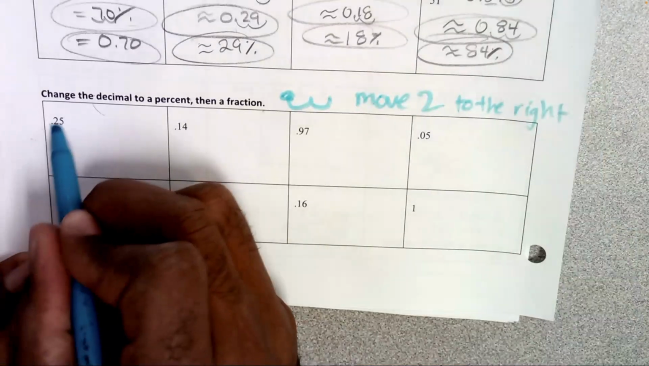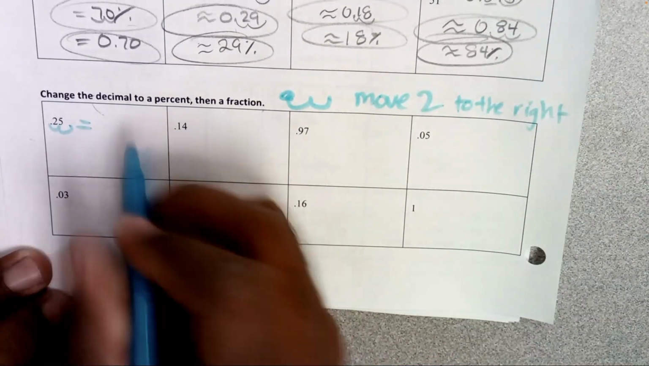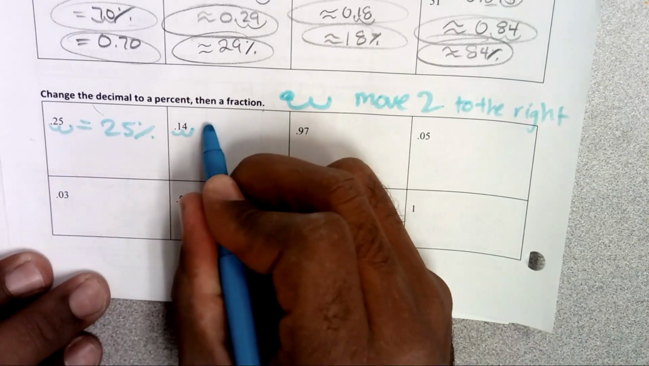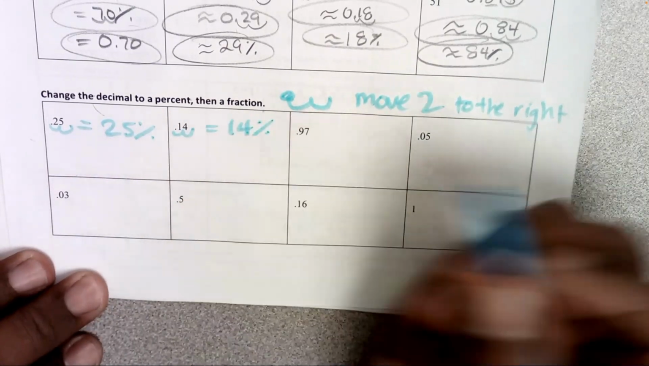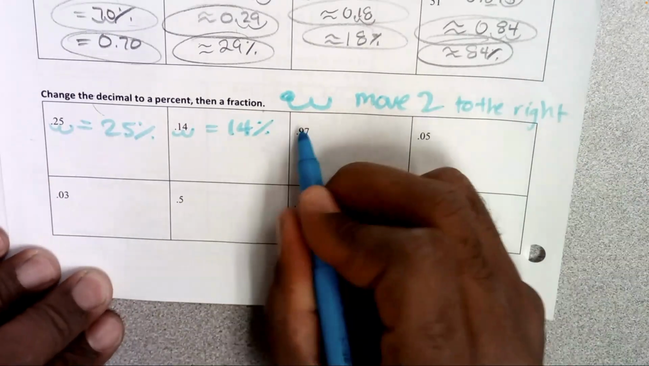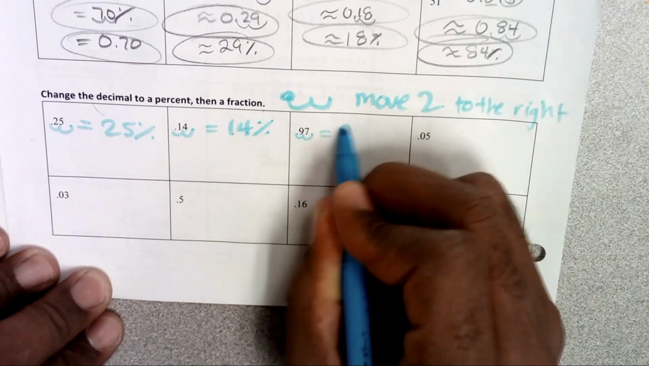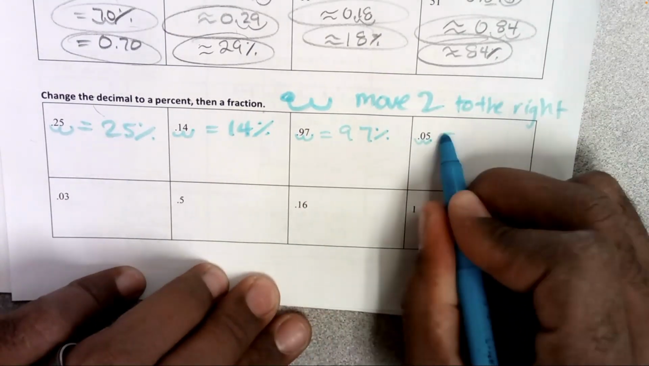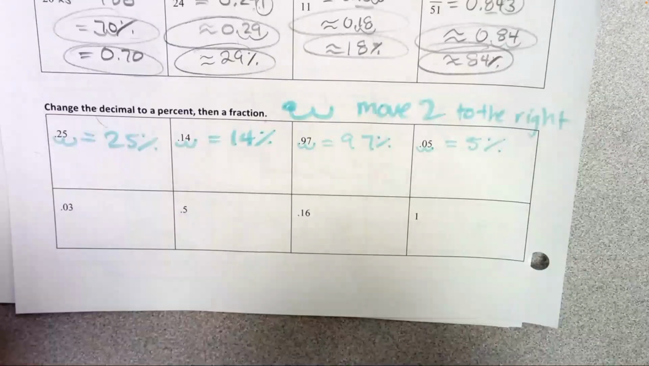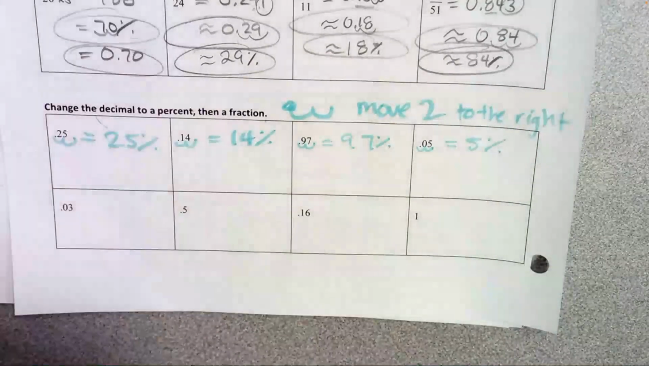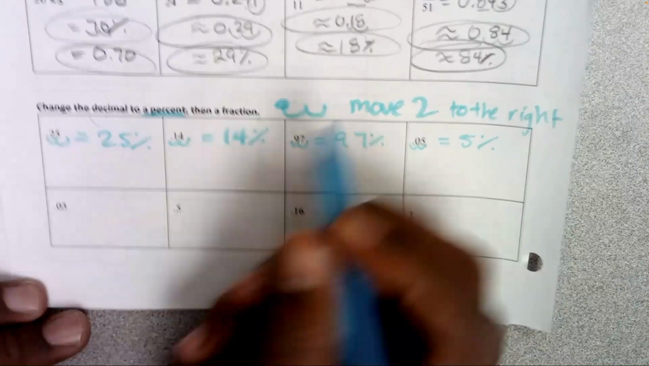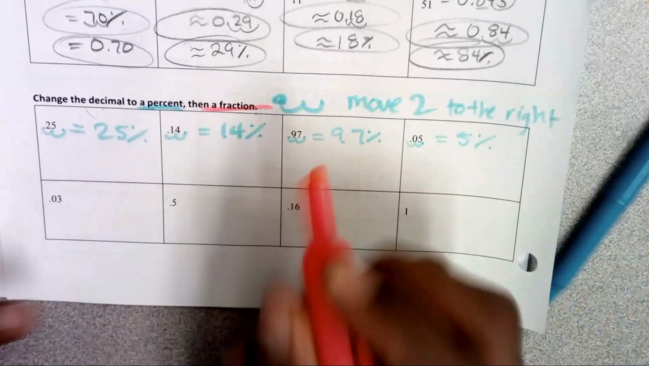All right, so I'm going to go 1, 2. That's equal to 25%. 1, 2. That's equal to 14%. All I'm doing is just the percent right now. 1, 2. That's 97%. 1, 2. That's 5%. Okay, so that's the percent. Now we went from decimal to a percent. Now let's go over to a fraction.